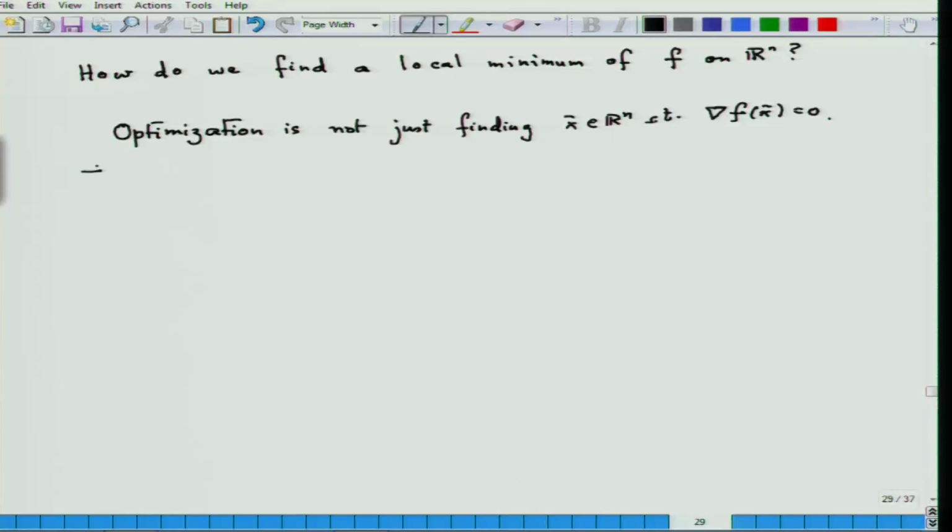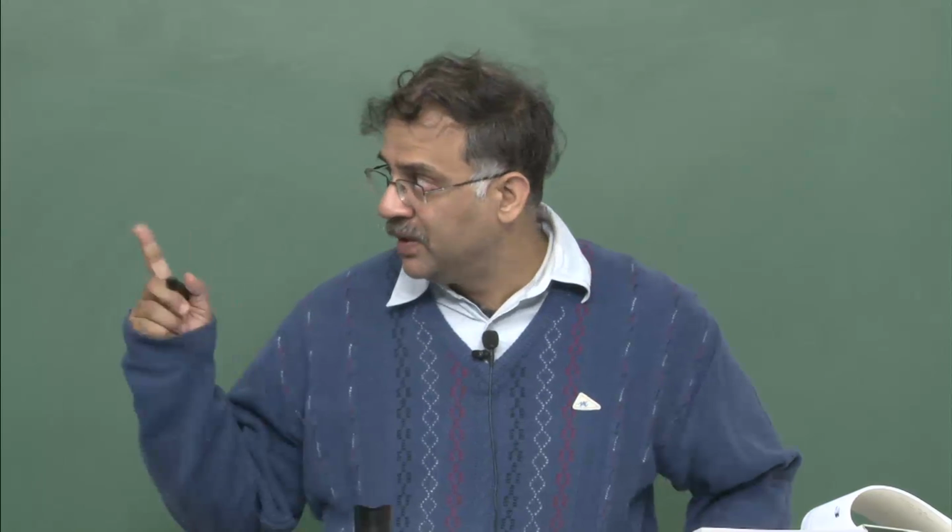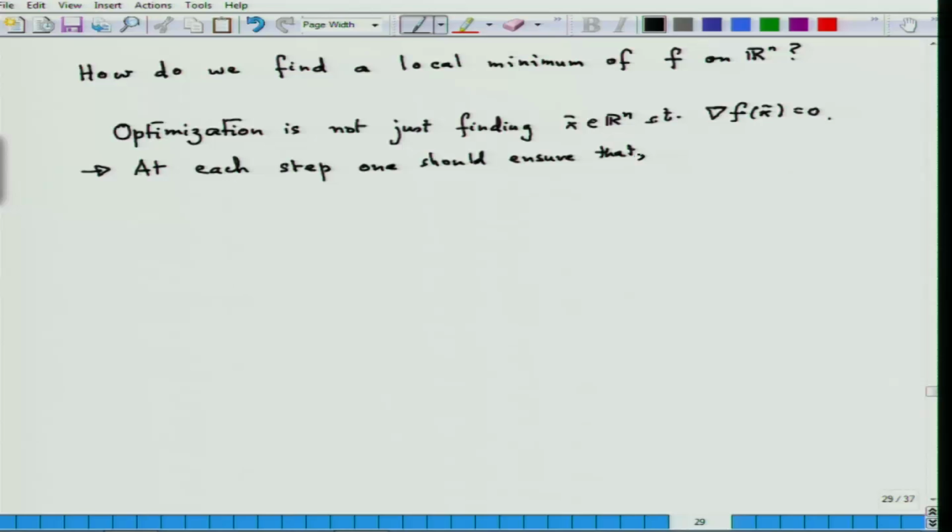So, the next step is that at each step one should ensure that the function value is decreasing.